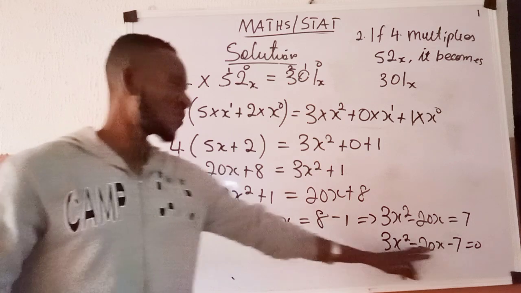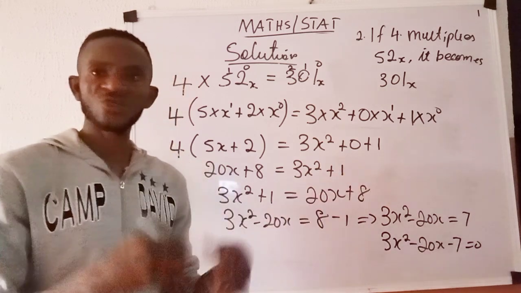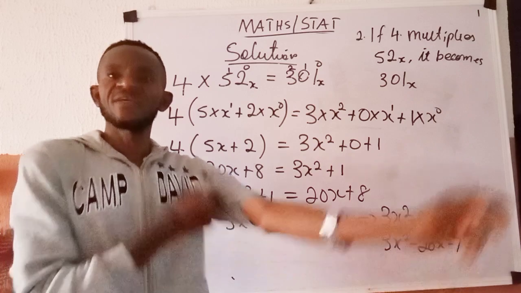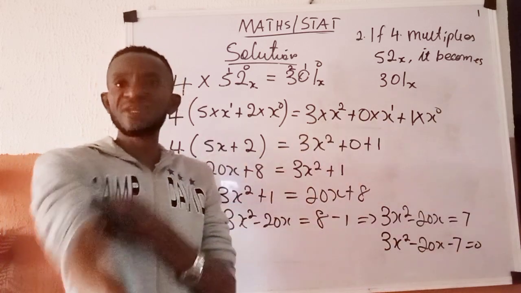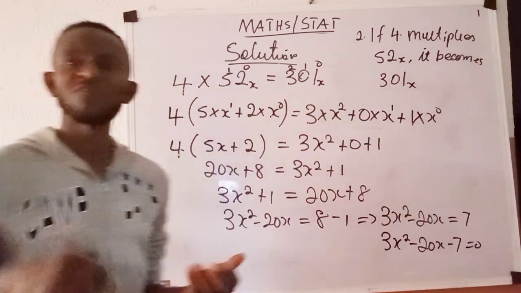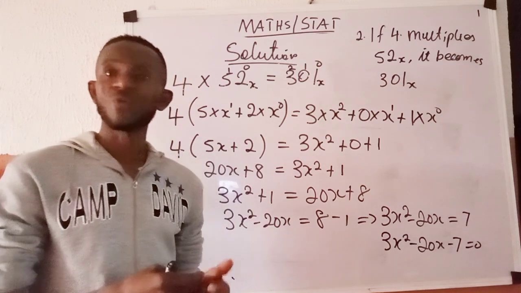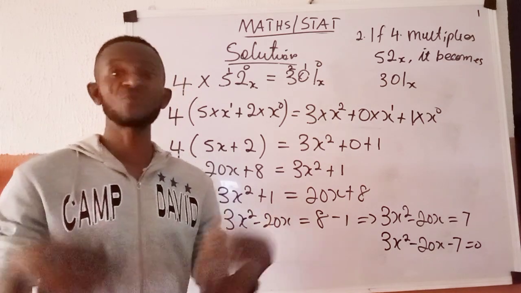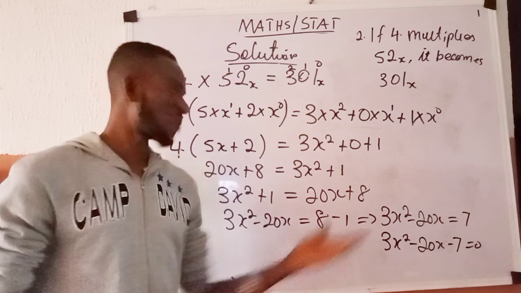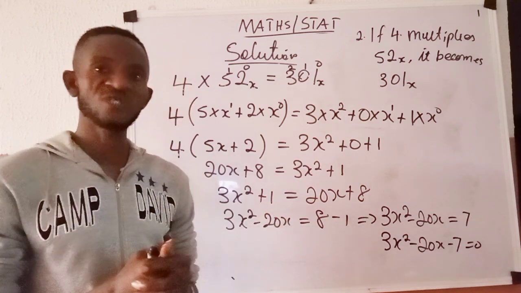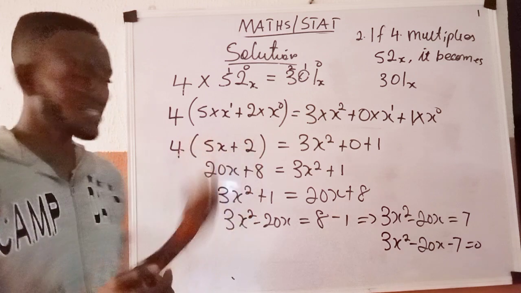So this is a quadratic equation that is before us. And because we have a quadratic equation before us, we can solve it using any of the methods of solving quadratic equations, which involve the factorization method, completing the square method, then using the quadratic formula, and even using a graphical method. But in this context, we are going to use the factorization method like we did earlier.